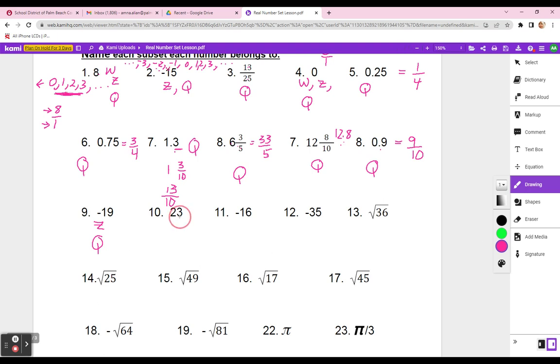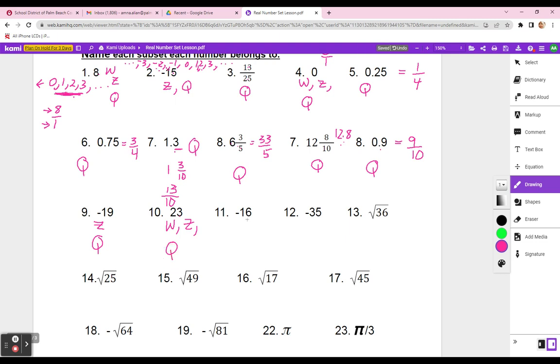Okay, let's go on to number 10, 23. It is a whole number, belongs to this set. And it is an integer because it belongs to this set. It's in here. So it's a whole number, it's an integer, and it can also be turned into a fraction, which gives us a rational number.